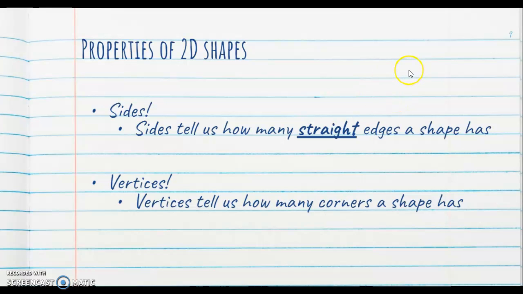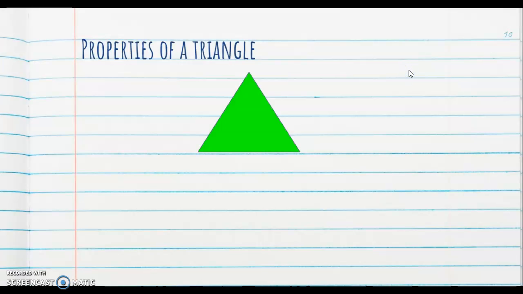So let's go ahead and start with a triangle. I want to start with my sides, and remember the sides tell us about how many straight edges we have. So I'm going to count all the straight edges I have on a triangle. Be sure to count with me. Here we go. 1, 2, 3. So I have 3 sides on my triangle, and this is going to be true for all triangles. All triangles are going to have 3 sides.